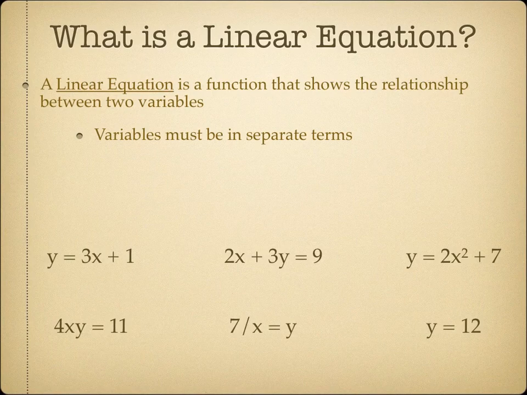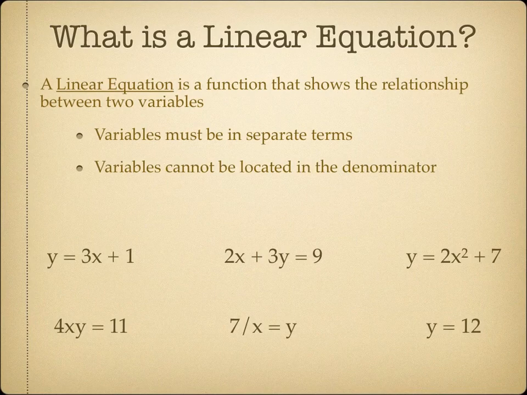So for example, down here, the x is separate from the y, so this one is a linear equation. Over here, see how the x and the y are smashed together in one term? That would make this not a linear equation. So that's the difference between those two. These are separated by a plus sign. They might be separated by an equal sign, but they need to be separated by something.